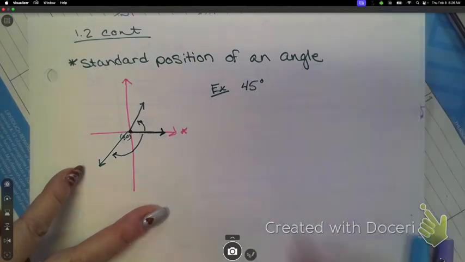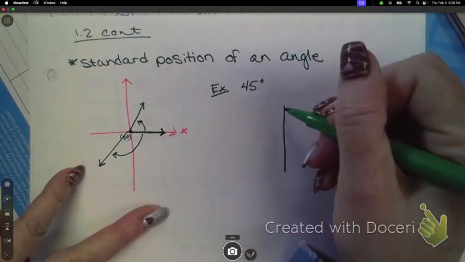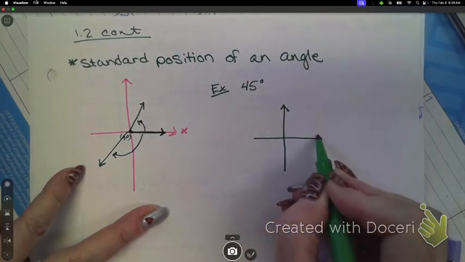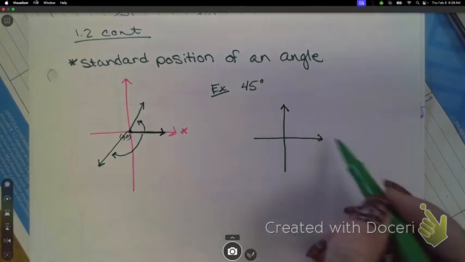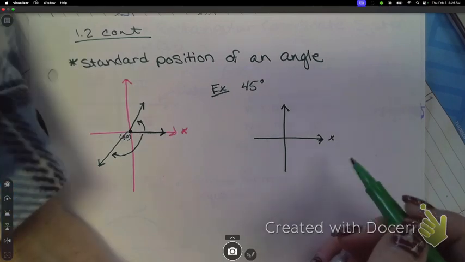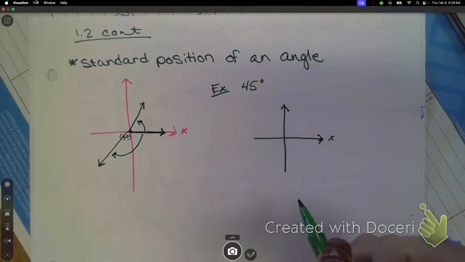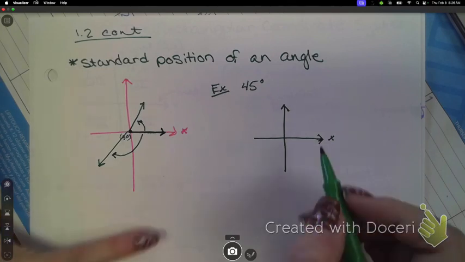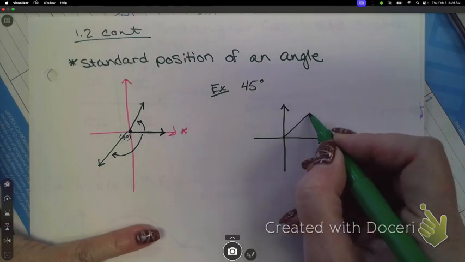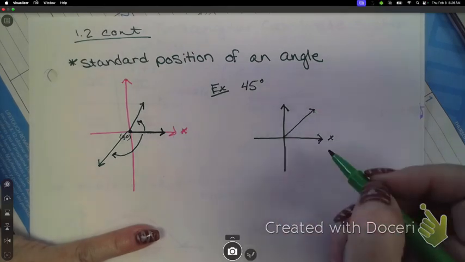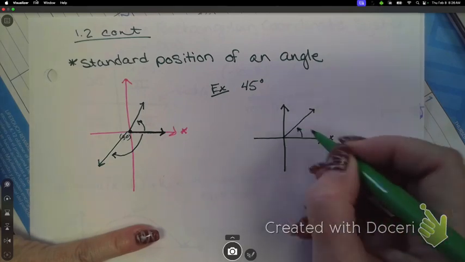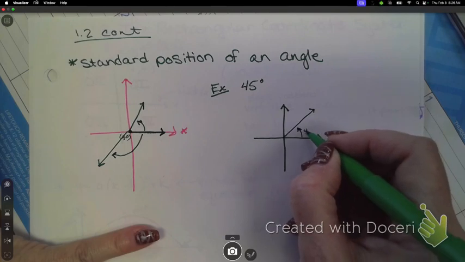So you make your X and Y axis. How are we going to know where 45 degrees is? Well, how would you describe 45 degrees? Acute, half of 90. So I need to cut the first quadrant in half. So we draw an arrow up showing as a positive, and we write 45 degrees.